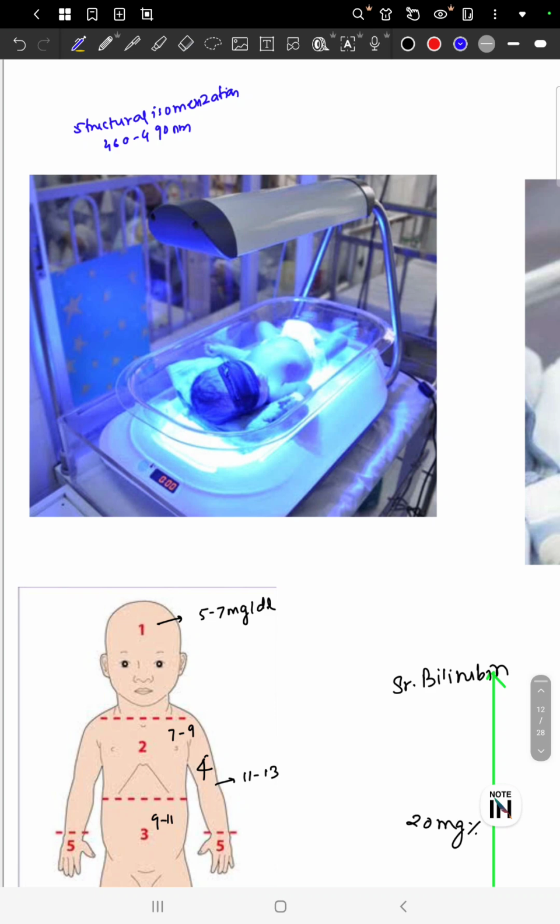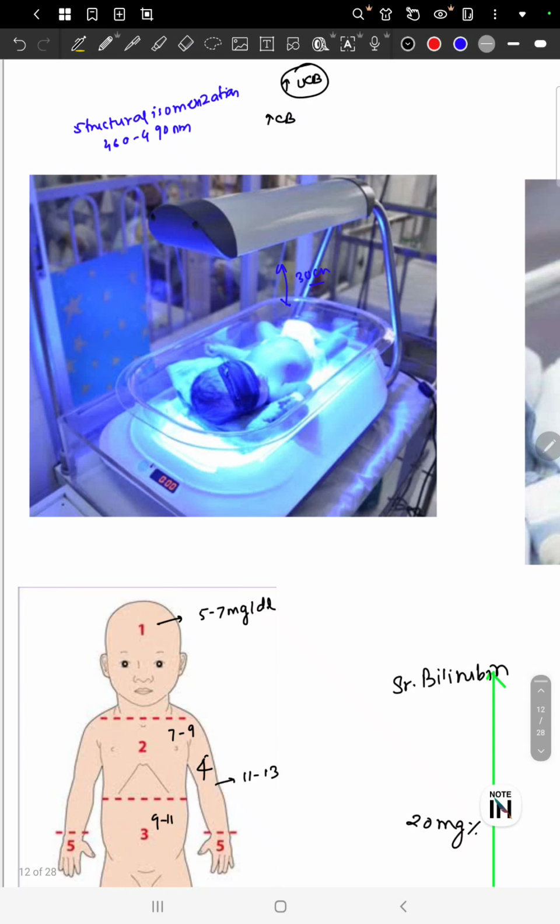It is considered to be effective if the distance between the source of light and the neonate is at least 30 centimeters. At least 30 centimeters should be the distance. Now, a very important point is that phototherapy should be used only when the levels of unconjugated bilirubin are high. Only if the levels of unconjugated bilirubin are high can we go for phototherapy.